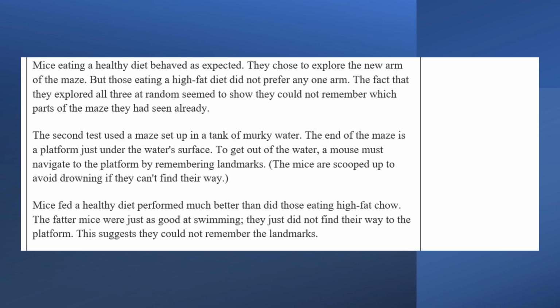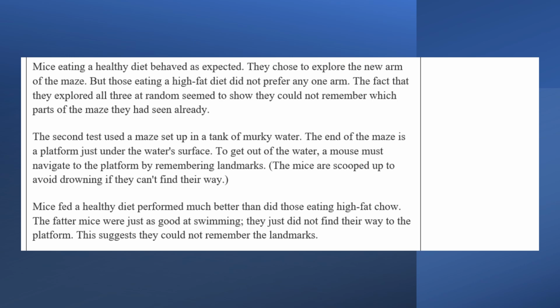Mice eating a healthy diet behaved as expected. They chose to explore the new arm of the maze. But those eating a high-fat diet did not prefer any one arm. The fact that they explored all 3 at random seemed to show they could not remember which parts of the maze they had seen already.